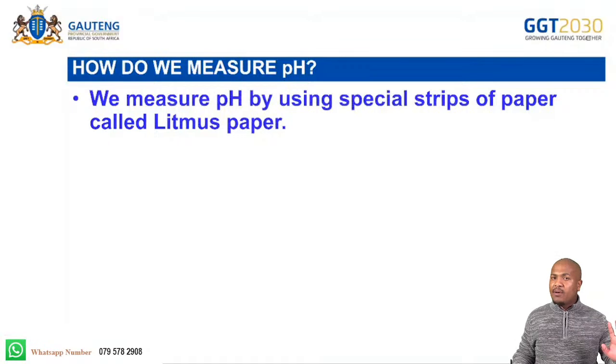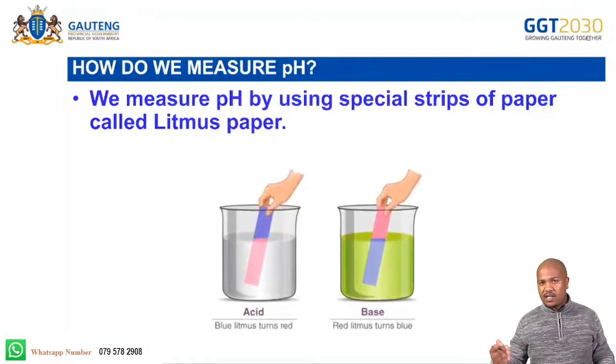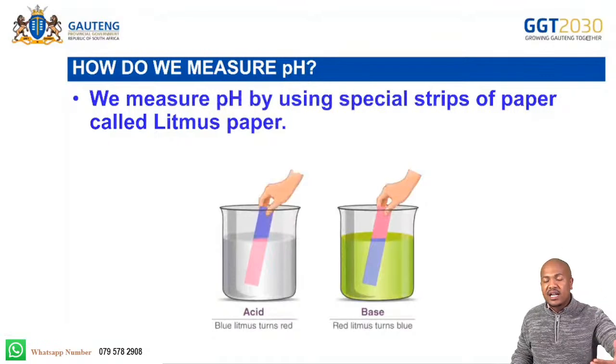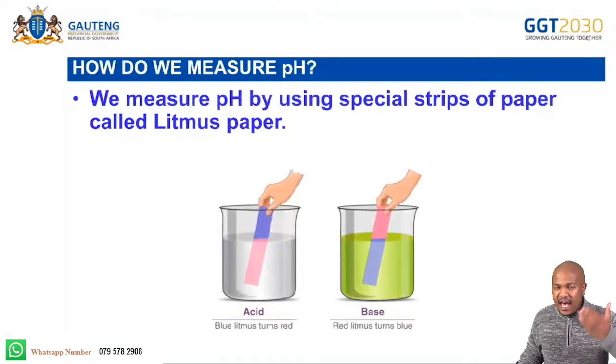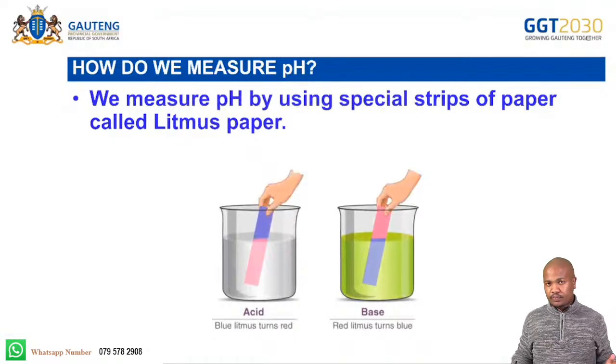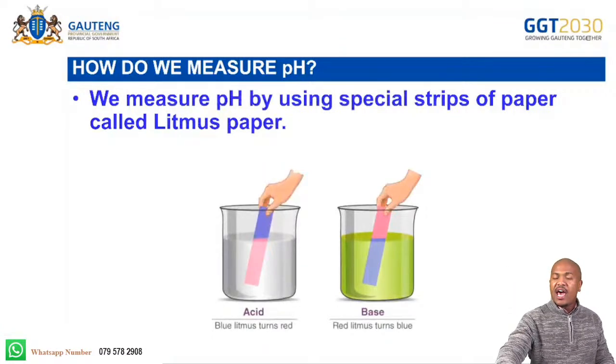There's blue litmus paper and a red litmus paper. The blue litmus paper turns red when you dip it in a substance that is acidic. The same blue litmus paper, if you put it inside a solution that is a base, will remain blue. The red litmus paper, if you dip it in a solution and the solution is a base, will turn blue.